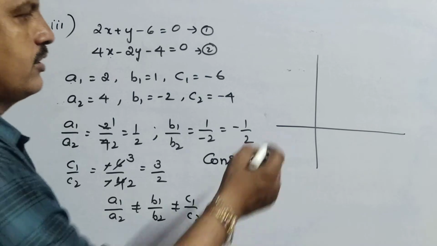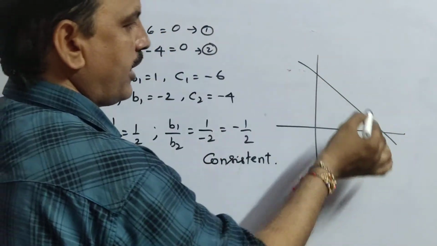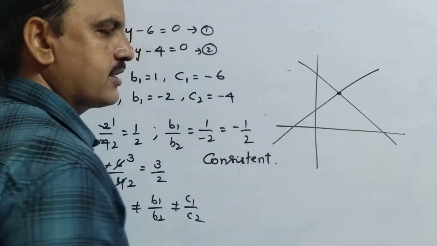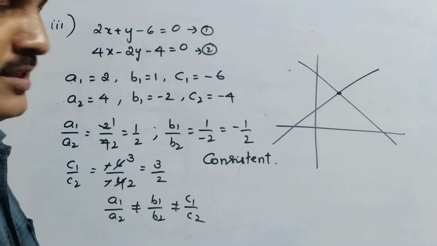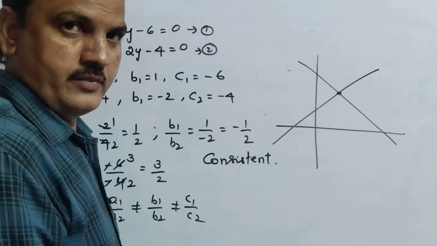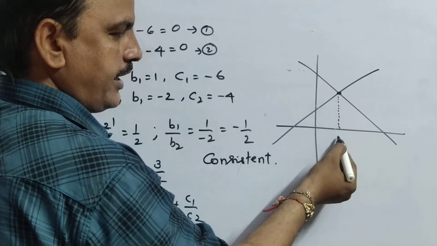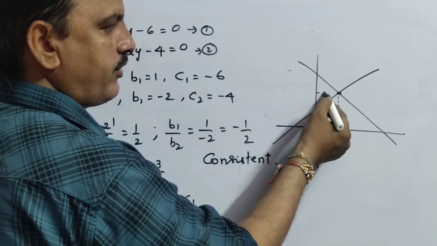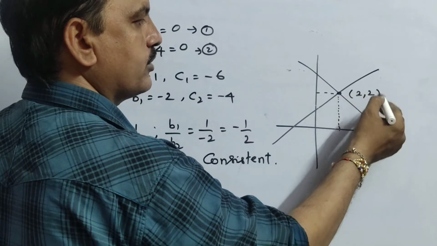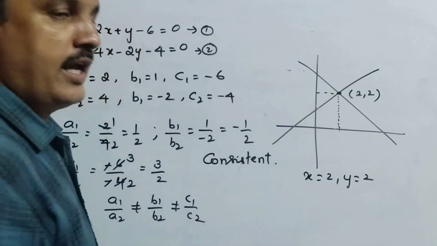Suppose the graph, the two lines: for this line you may get it like this, for this line you may get it like this. Where the two lines intersect exactly, see that in the x axis where it intersects and here the y axis. Suppose here it is 2, here it is also 2. That means x is 2 and y is 2.